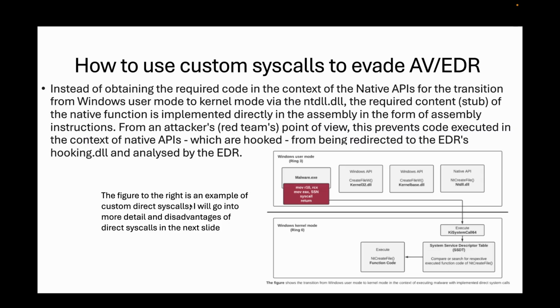So here's an example of a direct syscall. As you can see, we completely avoid kernel32 and ntdll and implement the syscall stub directly in our executable. The transition from user mode to kernel mode happens directly in our application and then follows the usual kernel functions.